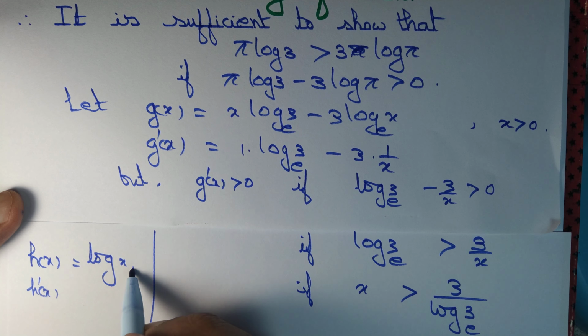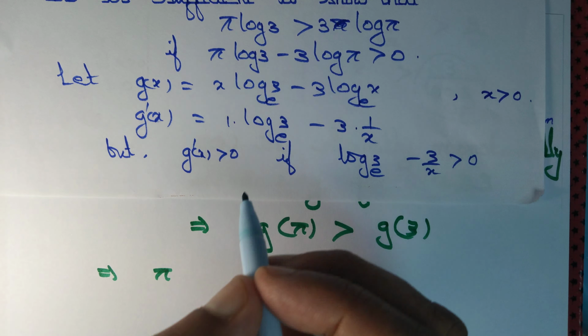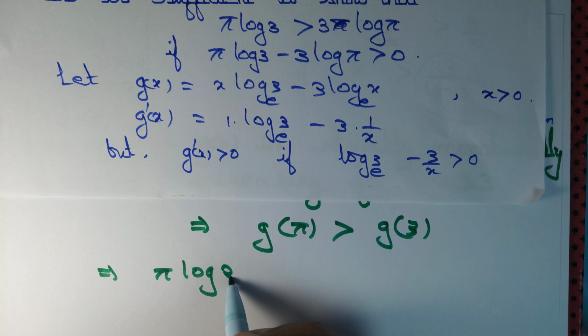Now look at the function g that was obtained by replacing pi by x. So now let's replace x by pi and 3. If g is strictly monotonically increasing, we know that g of pi must be greater than g of 3. If I take a bigger number, the value of the function will also be bigger. Now how much is g of pi? g of pi is pi times log 3 minus 3 times log pi.